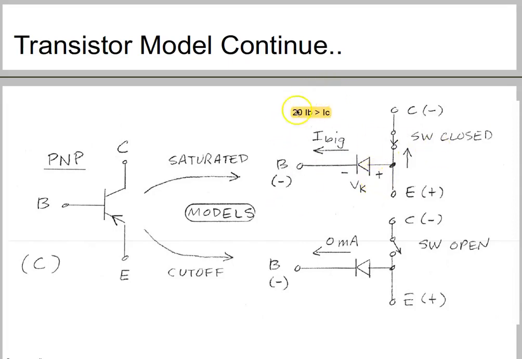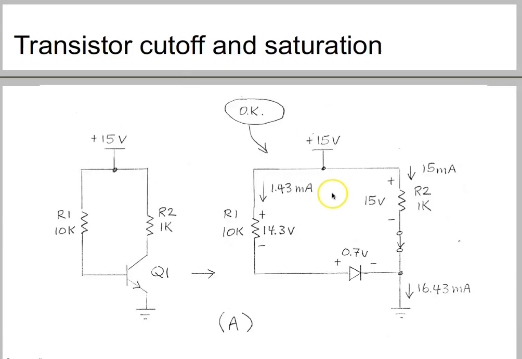As you can see here, this is what I mean. 20 IB must be greater than IC, where IB is the base current and IC is the collector current. So if your base current is multiplied by 20, and if that current is greater than the IC, then that means your transistor is in saturation mode.